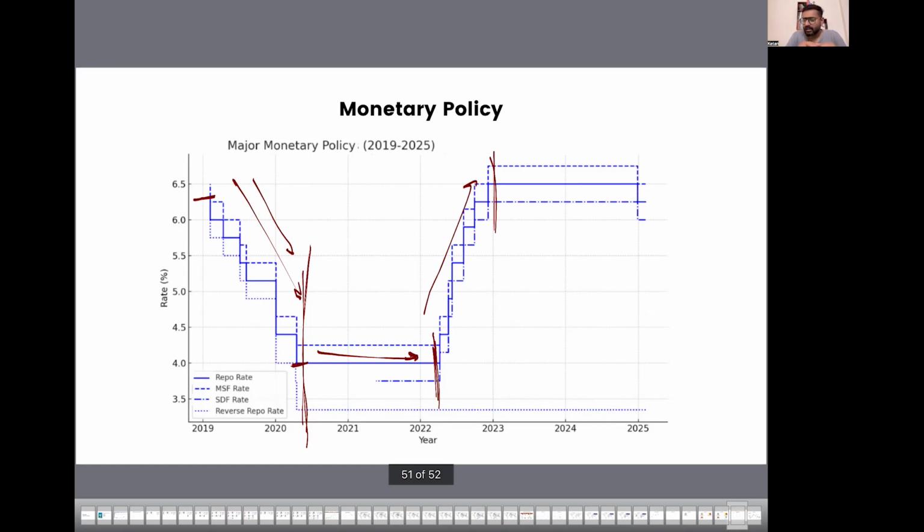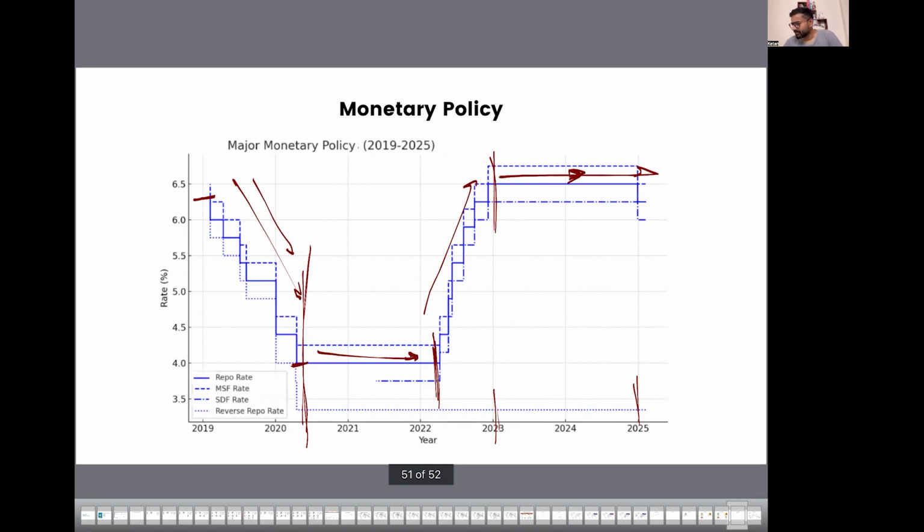Okay, and then during the period from early 2023 till at least early 2025, we see the RBI maintaining a very high repo rate of 6.5%, because the global situation was very volatile. Even in the domestic situation, although we were able to keep the inflation under control, there were a lot of speculations and a lot of volatility that still existed in the economy. And because of these reasons, the RBI kept the repo rate high.